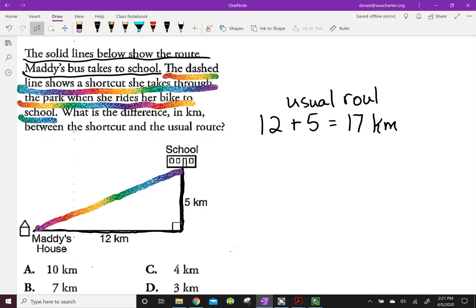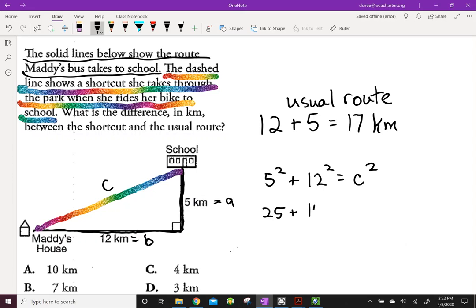Now, if I want to find the distance across the park, I'm going to call this A and this B. These are my legs, and this is going to be C. So 5 squared plus 12 squared equals C squared. And this is another one of those common ratios, right? This is a 5, 12, 13 triangle. This is 169 is equal to C squared.